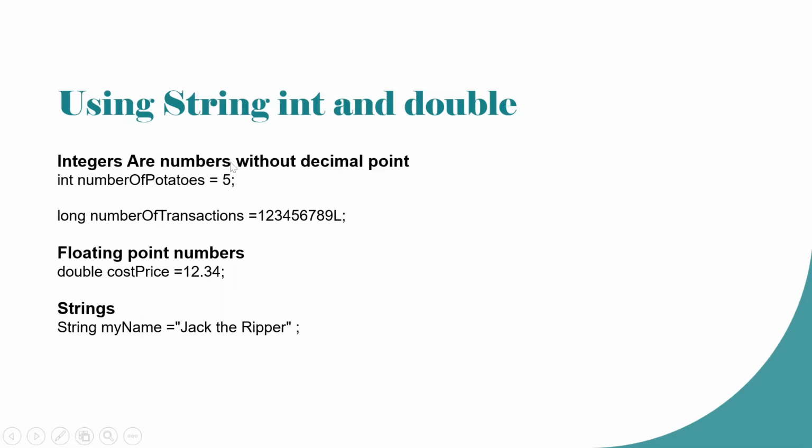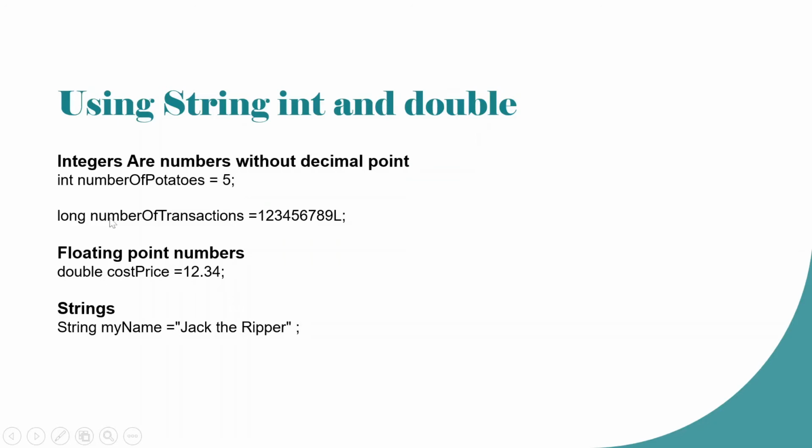When we declare a variable like the number of potatoes, we always start with the type. Here it's an int, the number of potatoes, that's the name of the variable. We assign it a value, so equals 5. And notice we put a semicolon at the end of the line.